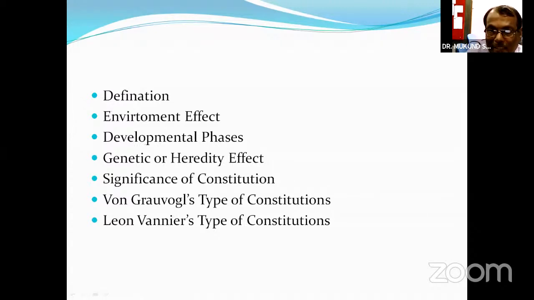Then there is Dr. von Grauvogl, the German homeopathic physician. He classified the constitution into three types, but his classification is totally based on the fundamental elements of living matter. His classification depends on four fundamental chemical elements of the universe, say carbon, nitrogen, hydrogen, and oxygen. So von Grauvogl classified the constitution into three types, namely carbonitrogenoid, hydrogenoid, and oxygenoid.